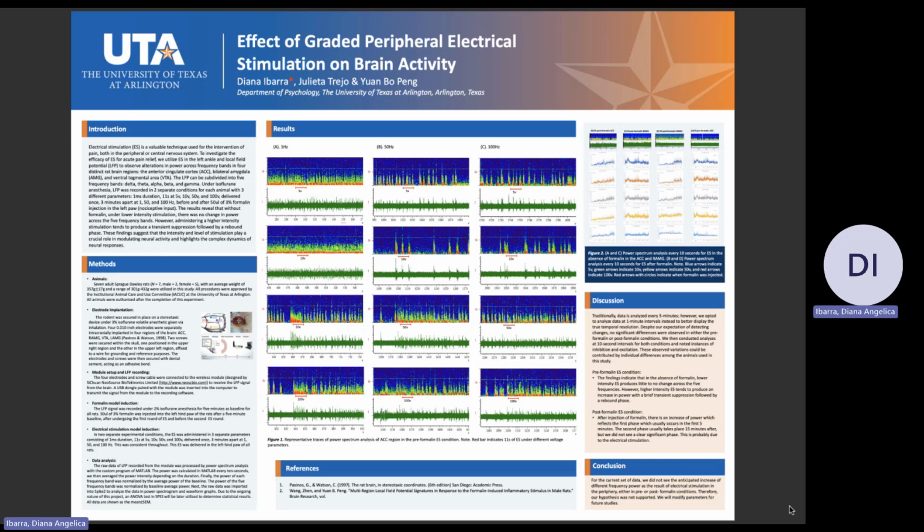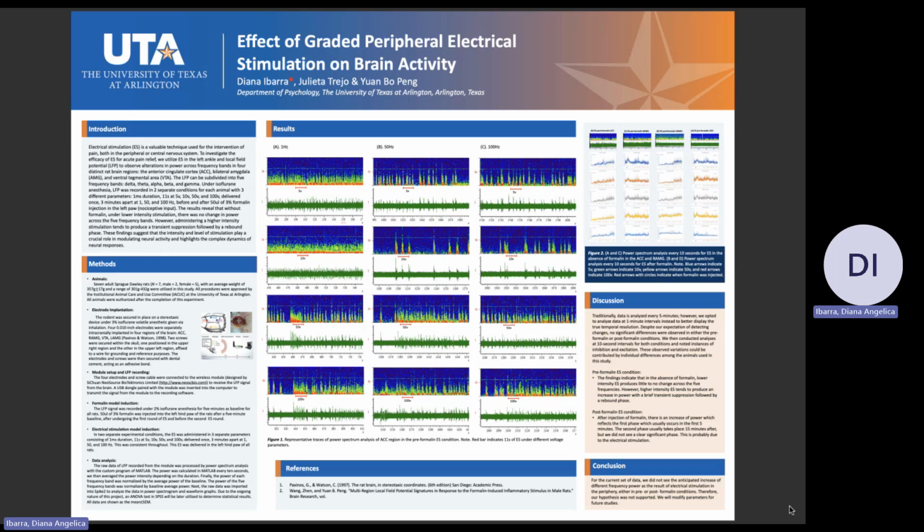Pain is a complex sensory and emotional experience that is widely misunderstood. It is crucial not only to understand its fundamental role, but understanding will also allow us to improve quality of life. Today, I will be presenting the effect of graded peripheral electrical stimulation on brain activity.